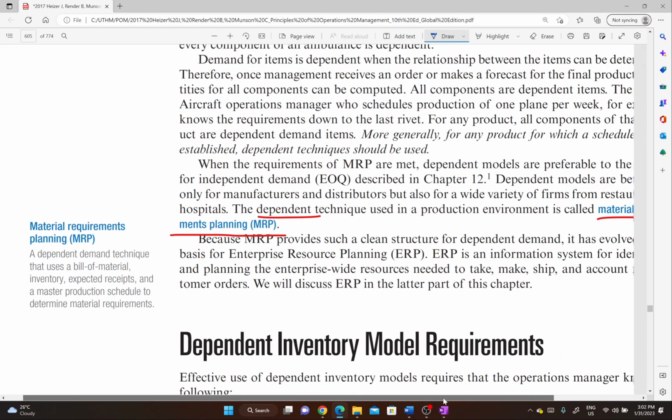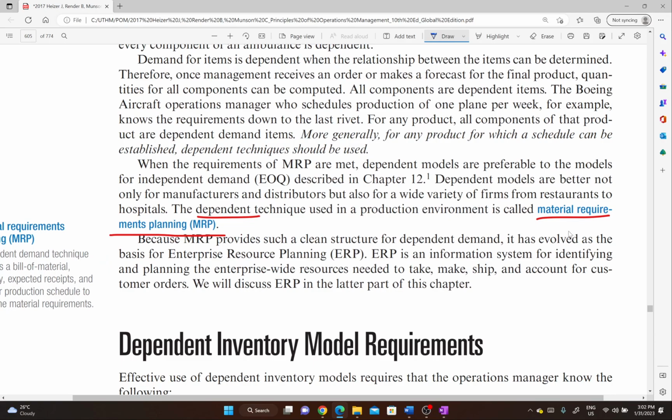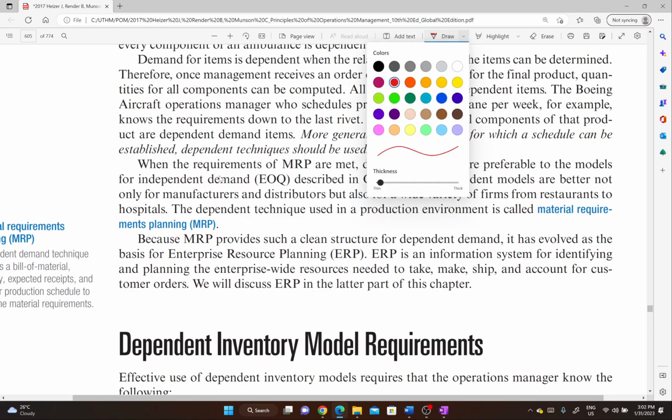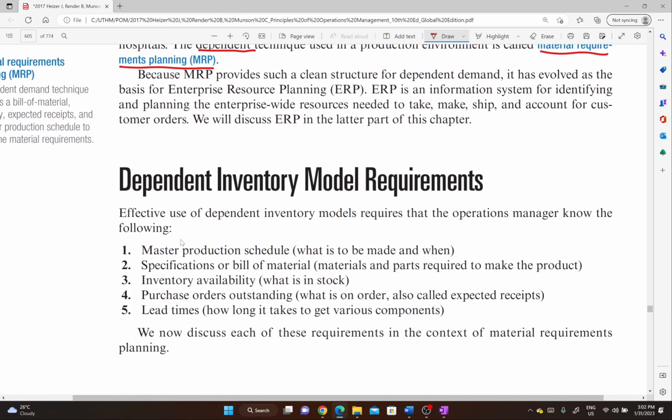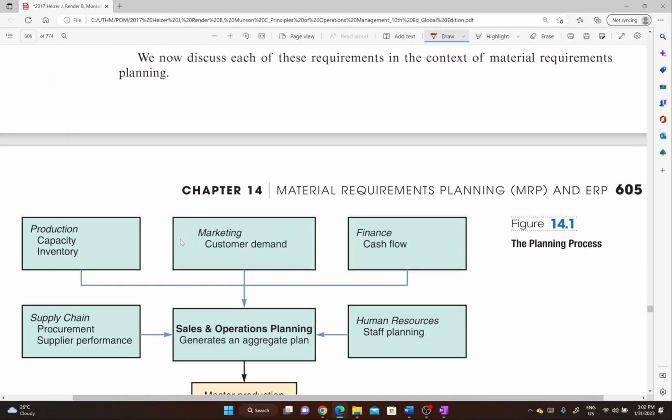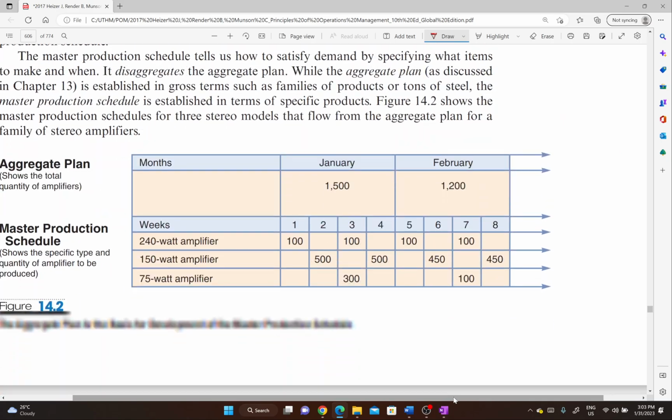So, if you can see here, for independent demand, we use EOQ to determine how much to order and when to order. For dependent demand, one of the techniques we use is material requirement planning. After this, let us go to the product structure.